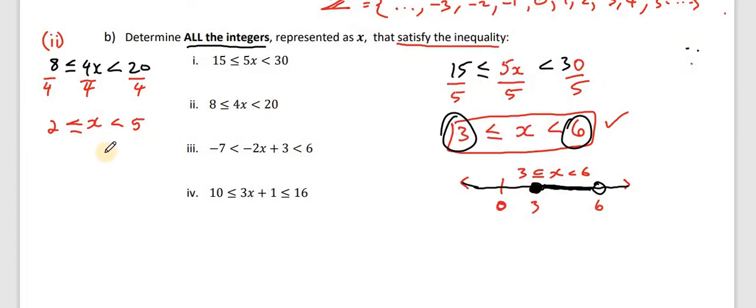I wanted to ask earlier, in the case of the other question where you divided all the terms by 5, just like how you're doing now with the 4, why is that? Because you want to identify the value of x. If you don't divide by that number, then you're not going to get x.